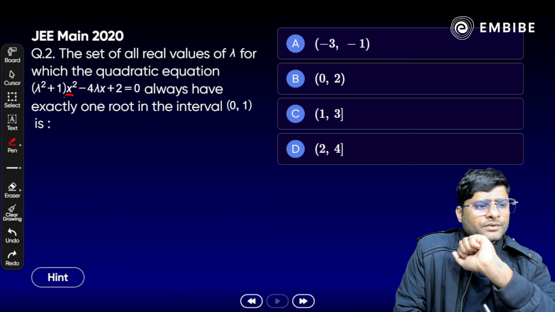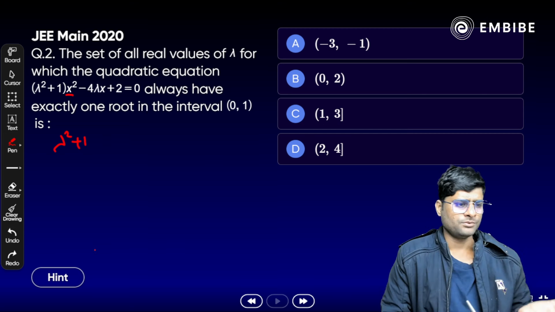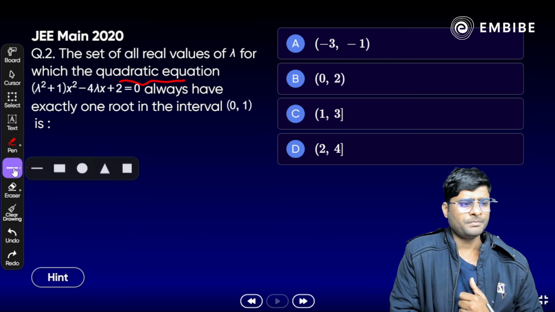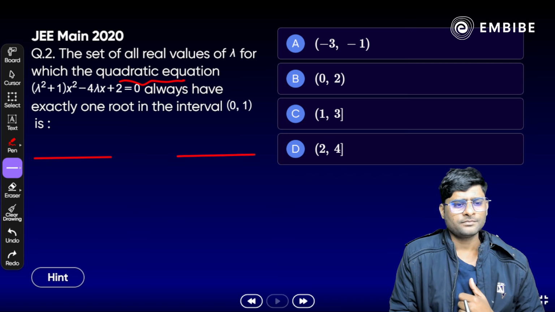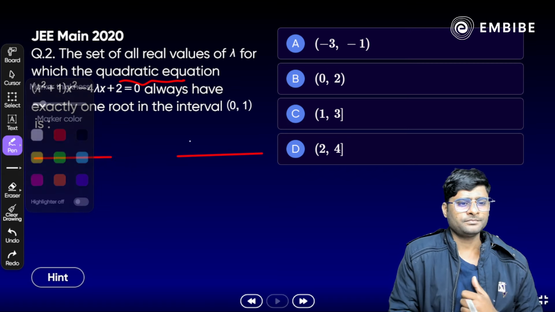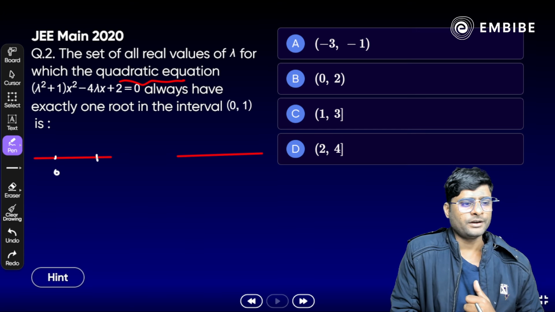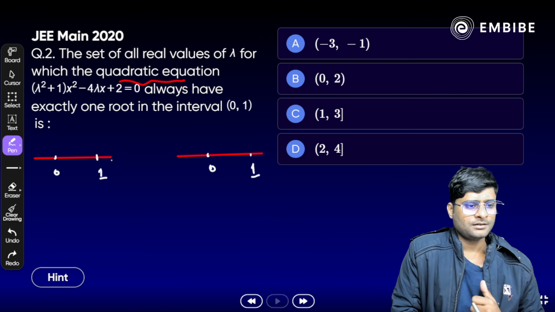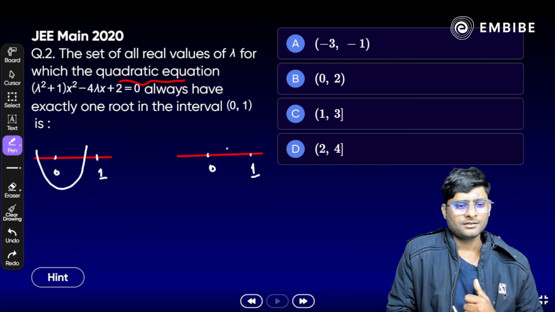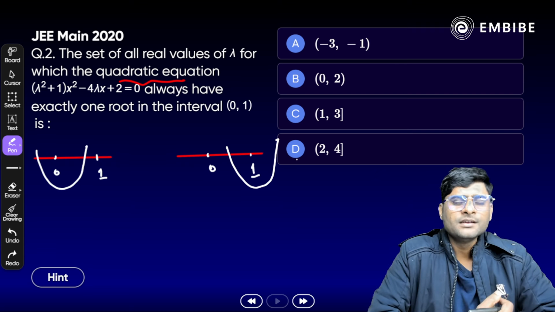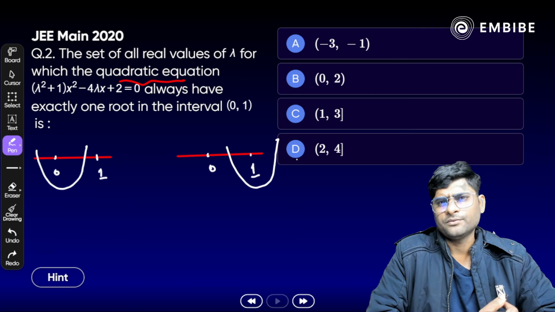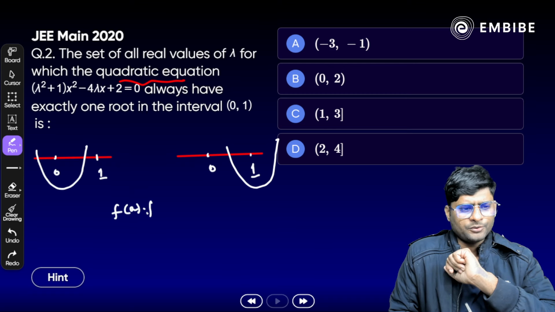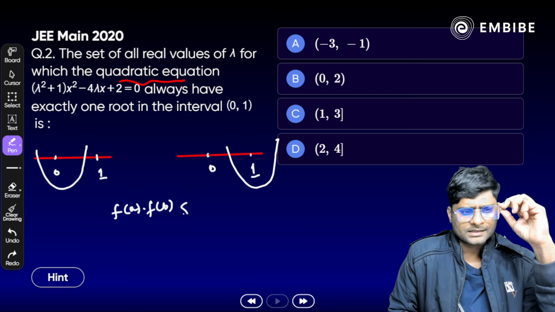The coefficient of x square is lambda square plus 1, which is always positive. So if we draw the parabola, exactly one root between 0 and 1 can be something like that. One root between 0 and 1. If you remember the case, if we have f of a into f of b, it must be less than or equal to 0.